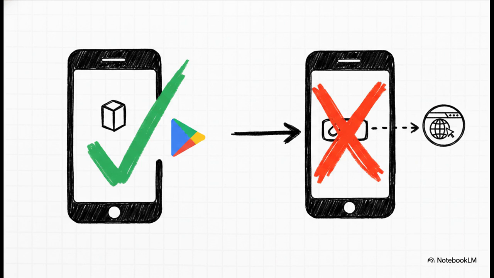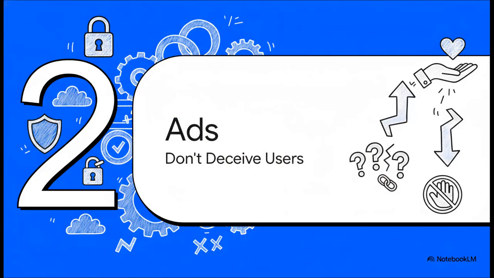You are strictly, and I mean strictly, forbidden from directing users to any other payment method from within your app. No little links to your website, no "hey, buy on our site for a discount" buttons. Trying to get around their billing system for digital goods is probably one of the fastest ways to get your app suspended.